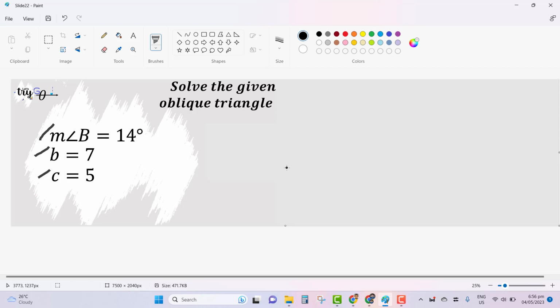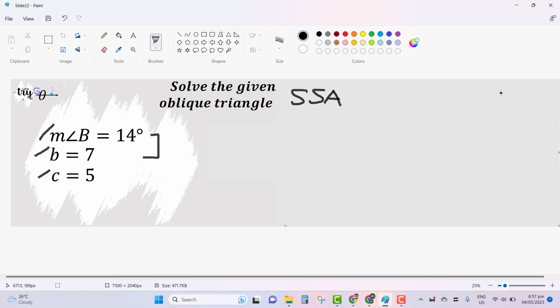Some of you might say this is an SAS situation, but when you look at the given situation, we have a specific pair of measurements where the measurement of angle B is given and side B is given. You can only say that this is SAS if side B is side A, or angle B is angle A. In short, no other pairs of angle measurements can be given. So this is better known as an SSA oblique triangle.